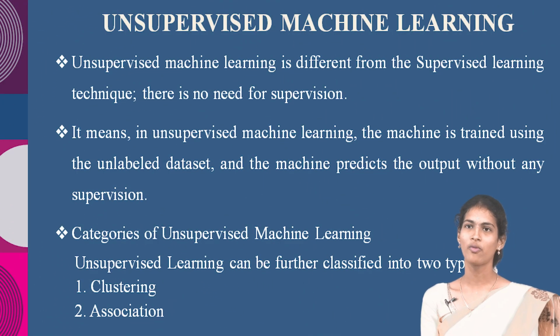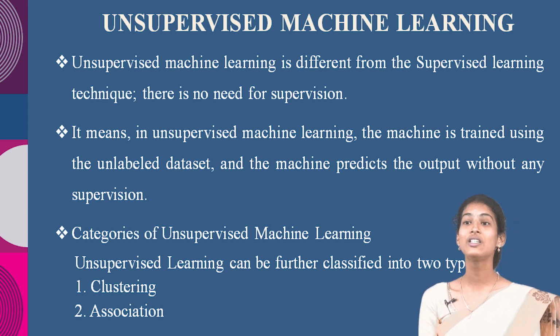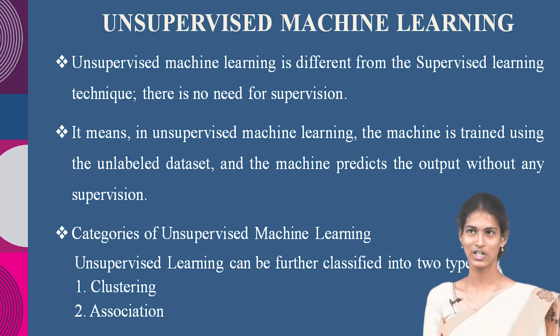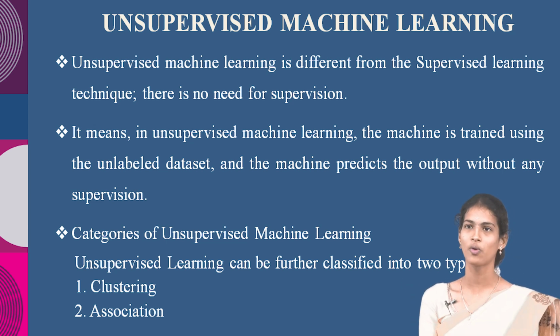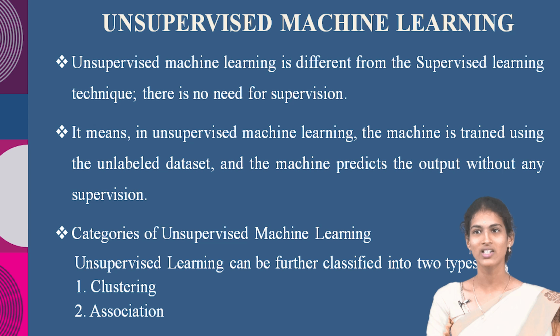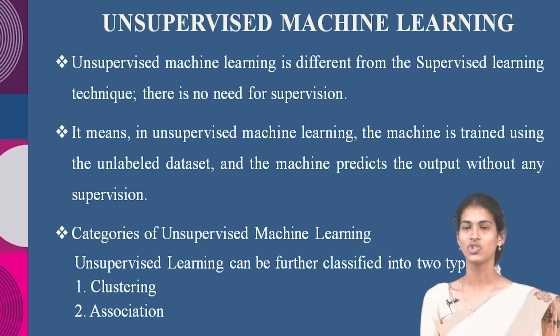The second type, unsupervised machine learning. Unsupervised learning is different from the supervised learning technique. There is no need for supervision. It means in unsupervised machine learning, the machine is trained using an unlabeled data set and the machine predicts the output without any supervision. Let's see an example of unsupervised machine learning.